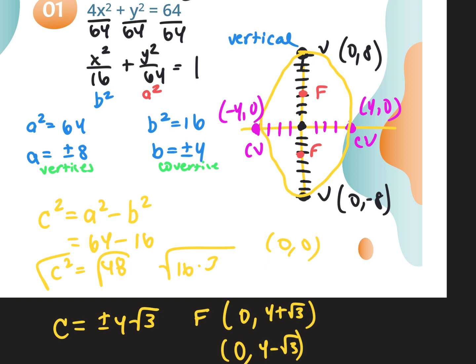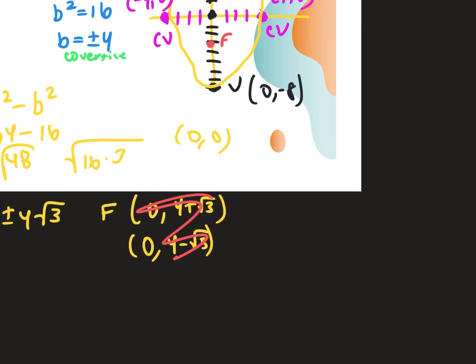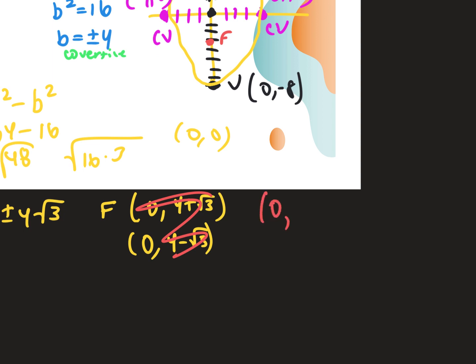Does anybody have any questions right now? How do you know where the foci are, like specific number wise? Because I just estimated. That was just an estimation. Yep. Would it be 4 minus root 3 or minus 4 root 3? Oh yeah, you're right. I put the minus in the wrong spot. Sorry. 0, 4 root 3. And then 0, negative 4 root 3.